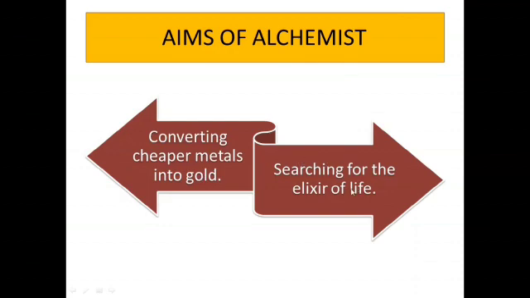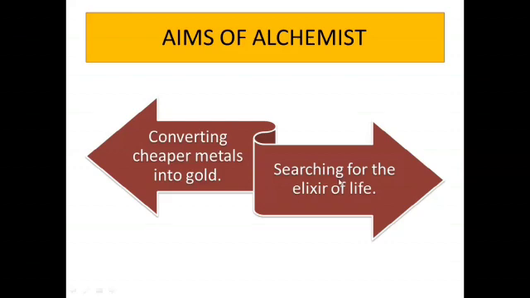Second, searching for the elixir of life. Human beings have always wanted to live long. So alchemists searched for the elixir of life. Now, what is this elixir? It is an imaginary liquid that would cure all diseases, help a person to live long, and make a person immortal. Experiments were made for many centuries, but without success.